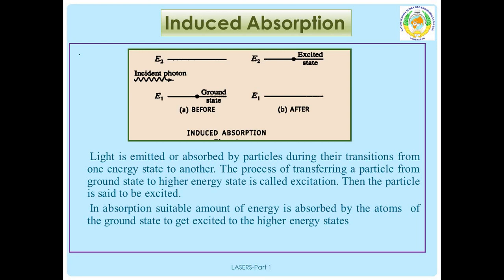The atom stays in the ground state as shown in figure A here. Now let us say that a photon is incident on such an atom. What is a photon? It's an energy packet. So if the energy of the photon is equal to the difference between the two energy states E2 and E1, that is h nu is equal to E2 minus E1, then our atom in the ground state will absorb this photon and get excited to E2. So it goes and sits in the energy state E2 as shown in figure B.